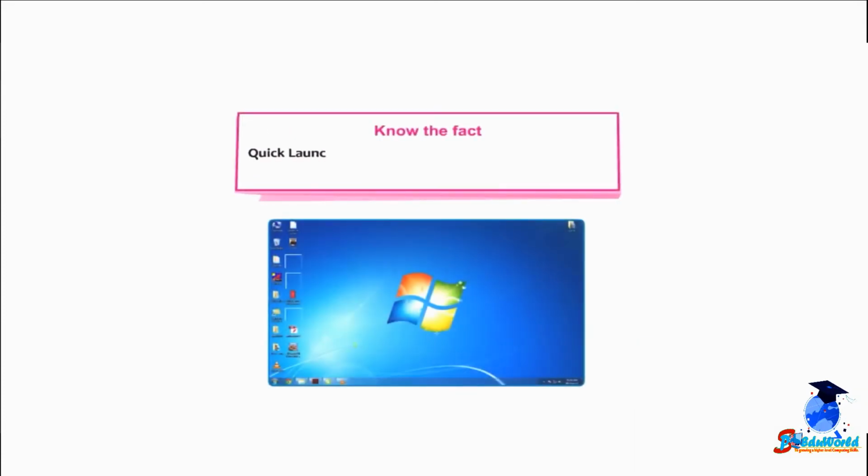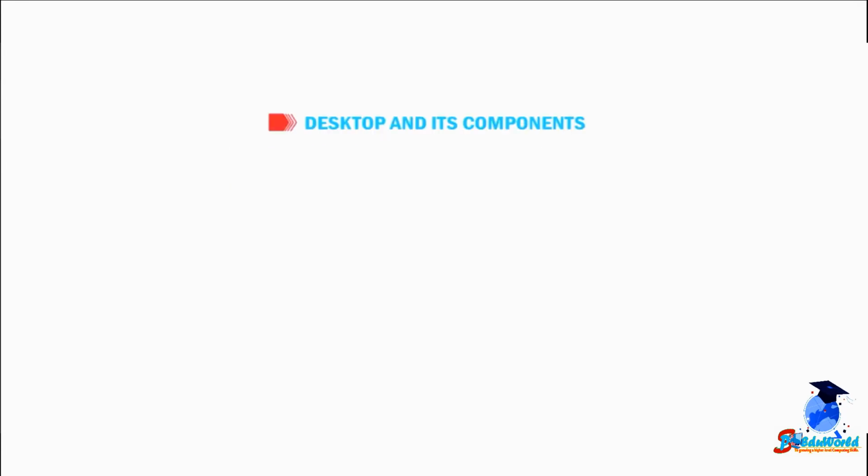Students, know the fact: Quick Launch Toolbar is an area of the taskbar that holds shortcuts to your frequently used programs. These programs can be opened with a single click. It is located to the right of the Start button.